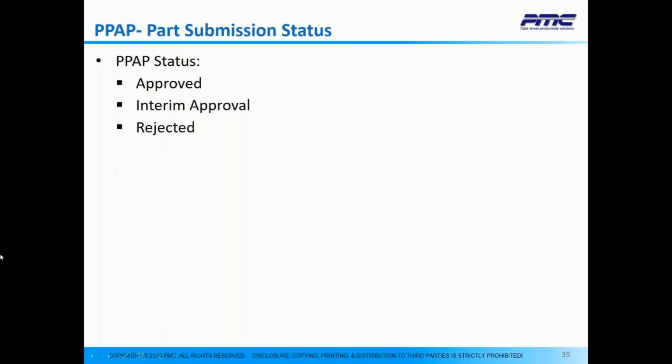What does rejected mean then? The PPAP submission does not meet customer requirements based on the production lot from which it was taken and/or accompanying documentation. So the organization cannot ship parts to the customer.